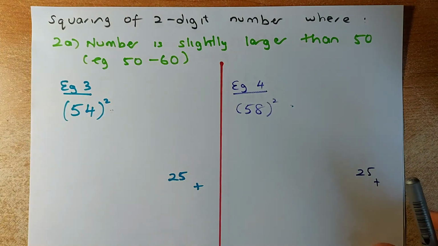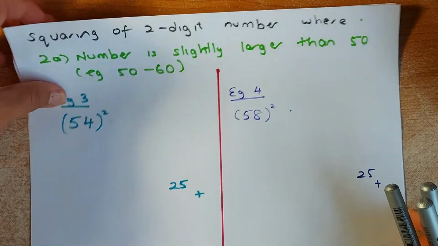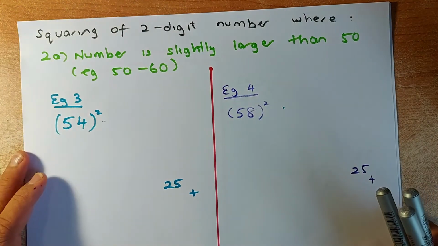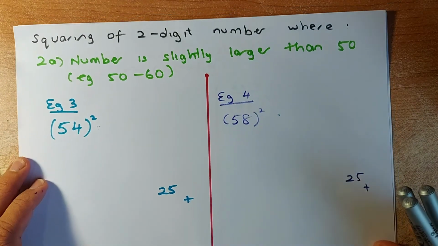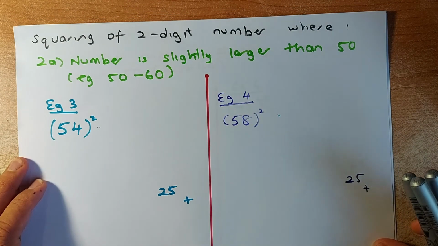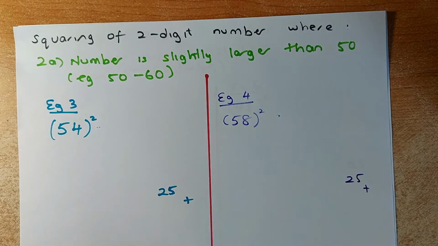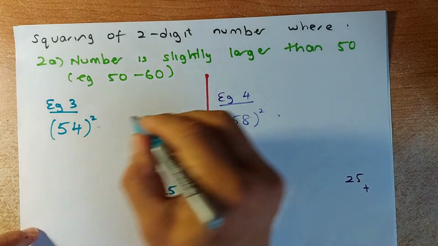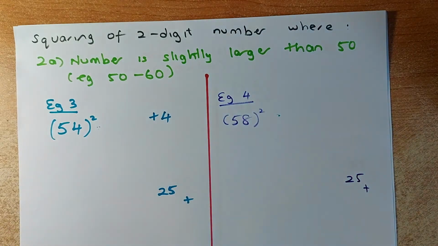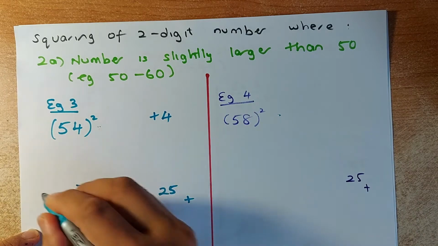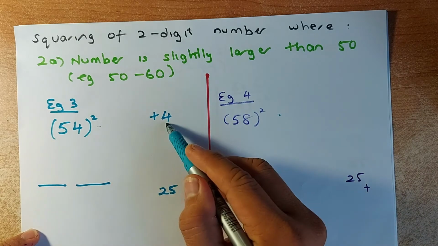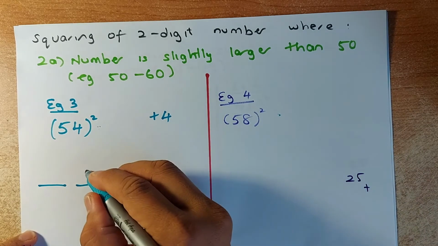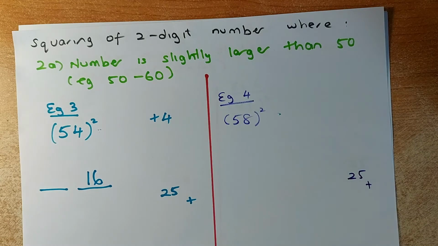Now we are going to do the second method. The second method, 2a, is when the number is slightly larger than 50, and for 2b, the number is slightly less than 50. For example, if we have 54 squared, 54 is 4 more than 50. The last two digits are going to be the square of this number. So 4 squared is going to be 16. So the last 2 digits are going to be 16.